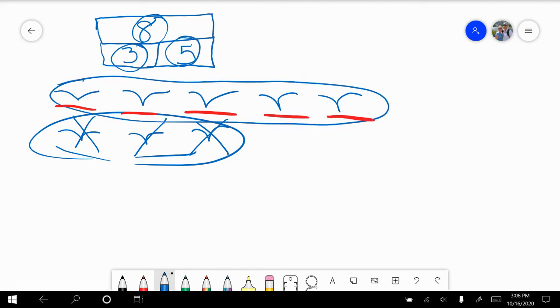To write this in a number sentence, we have 8 minus 3 equals 5. Let's do one more, okay? Or a couple more. There are 6 bears.